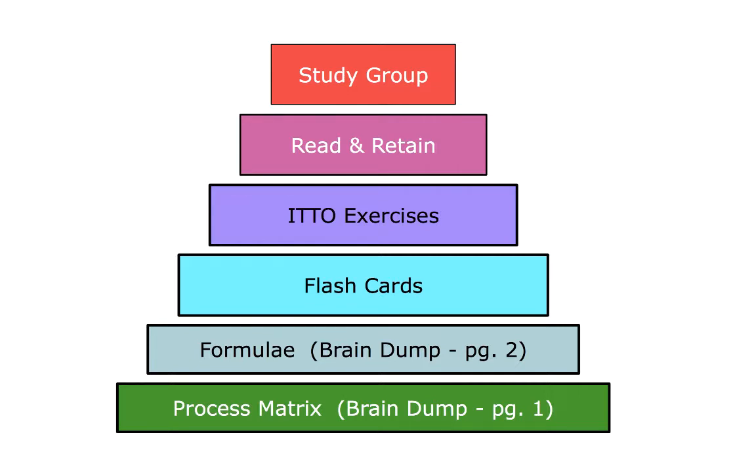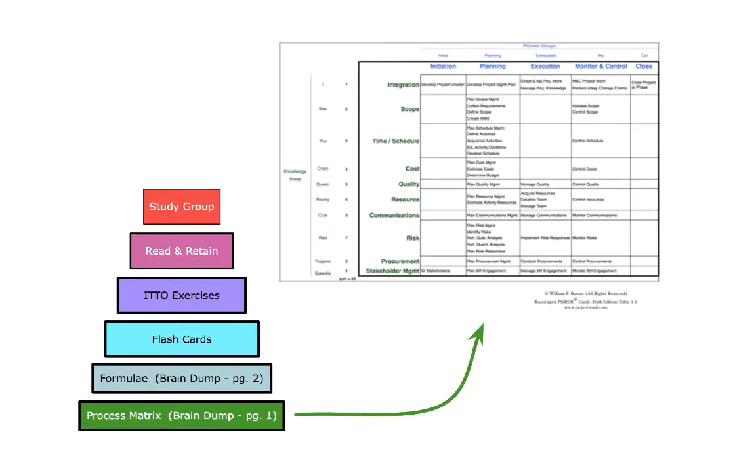And at the very base, the very bottom, most fundamental starting point is this process matrix. It's going to be page 1 of your brain dump. It is the PMI framework for project management. 5 columns called process groups by 10 rows called knowledge areas. You'll find this in the PMBOK guide, table 1-4 on page 25. And within you'll find these 49 processes.